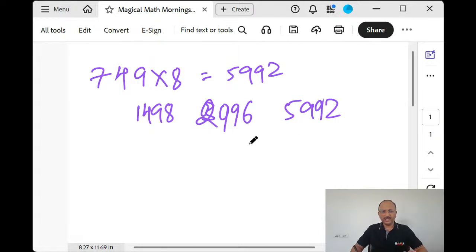This weekend I want you to refresh all the concepts of subtraction and also the multiplication by doubling concept, 2, 4 and 8. And since it's very simple, we'll wind up here.